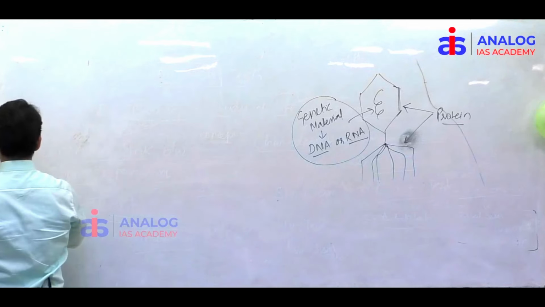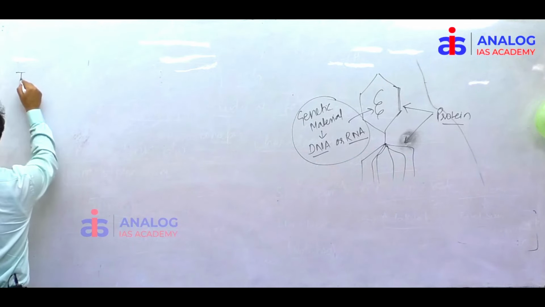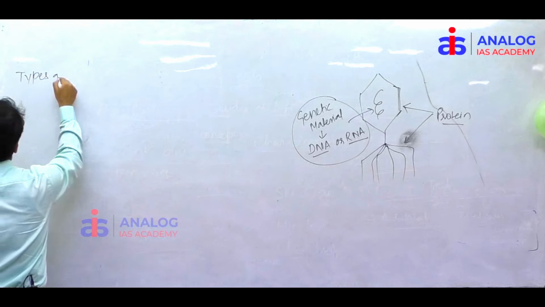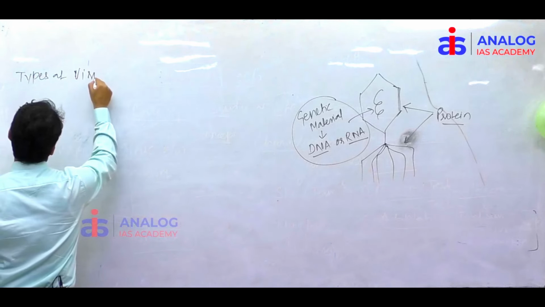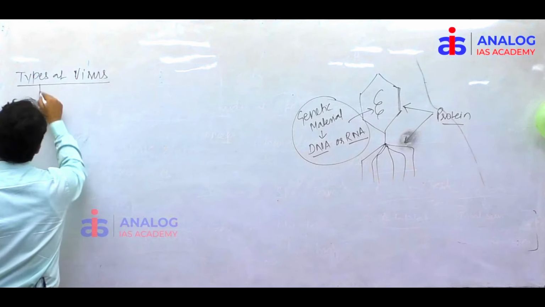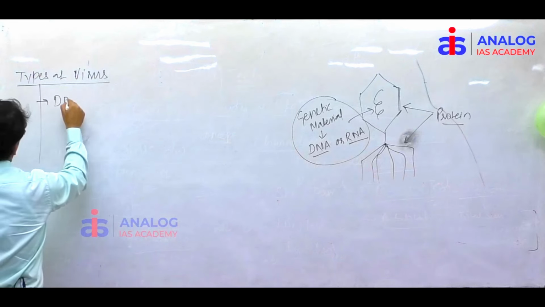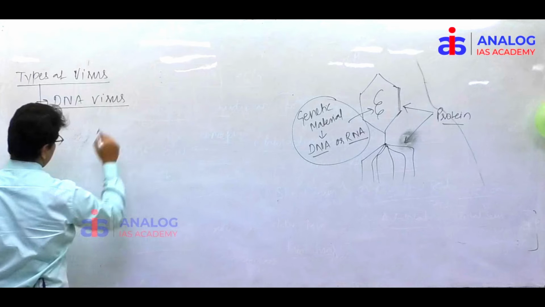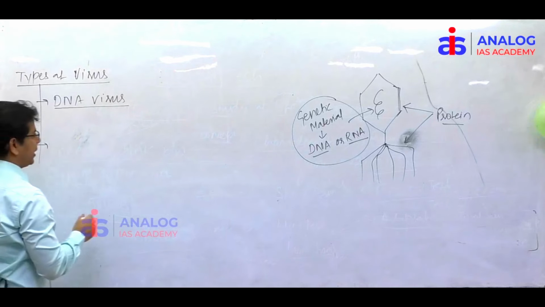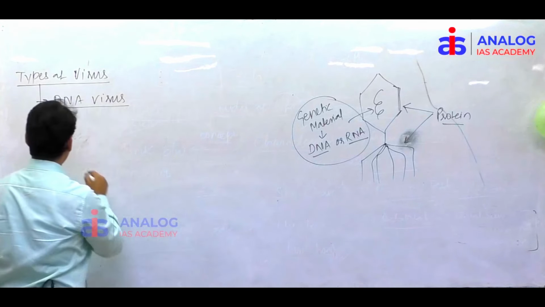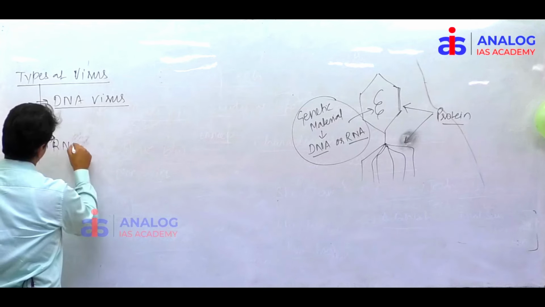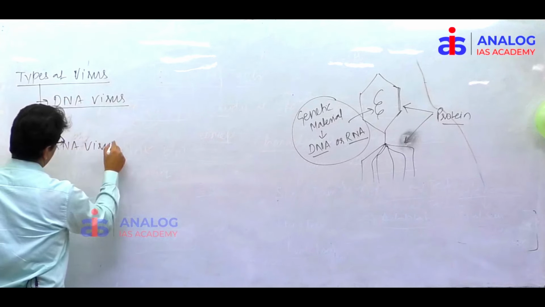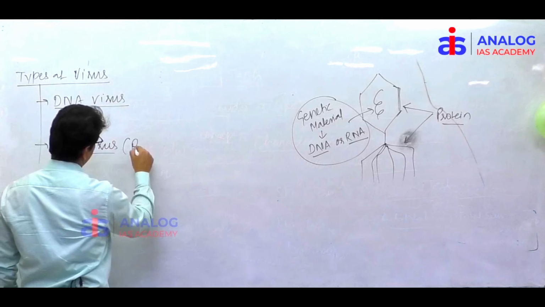Viruses can be of two types. Types of virus. One is called DNA virus. You know that DNA virus, this means genetic material is what? DNA. Another is called RNA virus. RNA viruses are known as retrovirus.